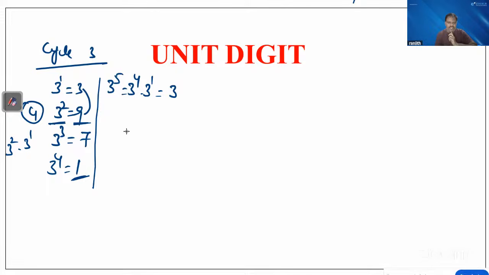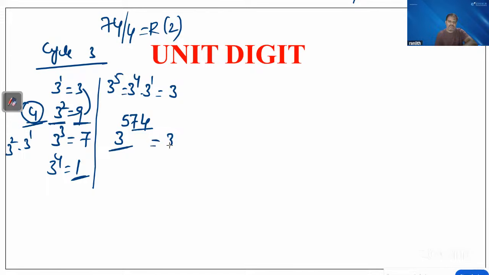So how to find the value of 3 power 574? What is the units place of 3 power 574? Here 3 also, after 4 steps we are having the repetition. What is the divisibility rule for 4? Last two digits. Last two digits are 74, divided by 4, the remainder will be equal to 2. So that is equal to 3 square, 3 square equal to 9 will be the answer.